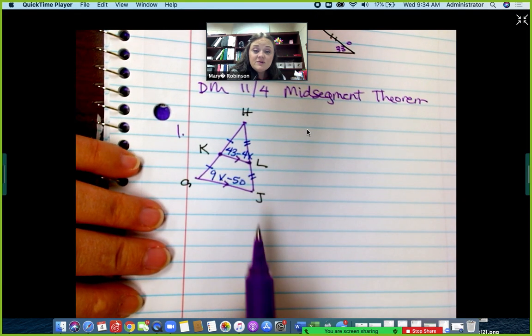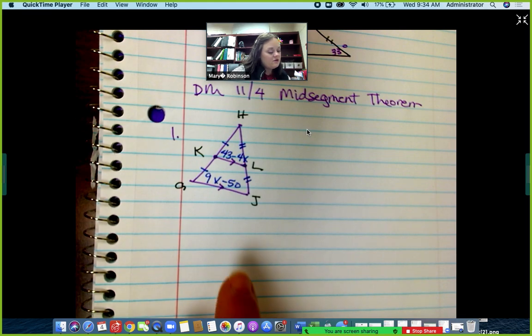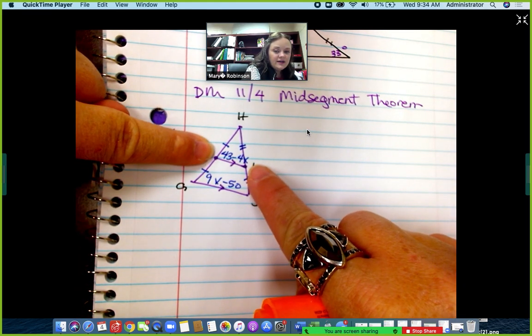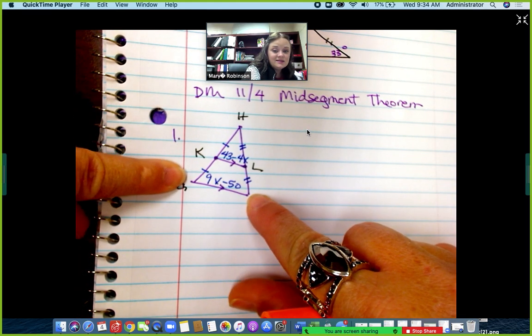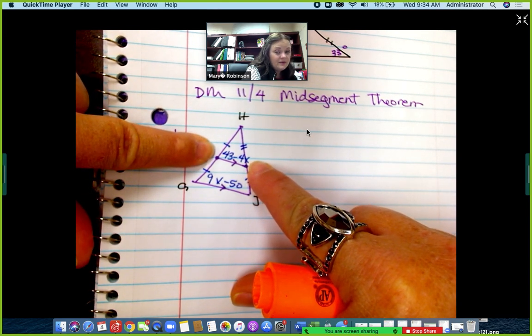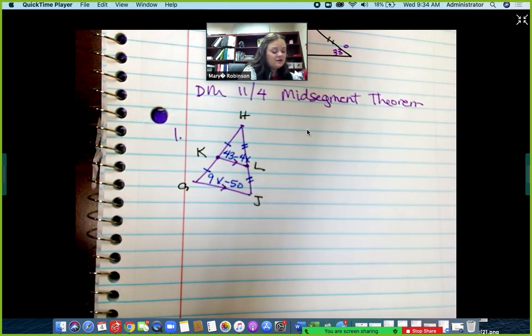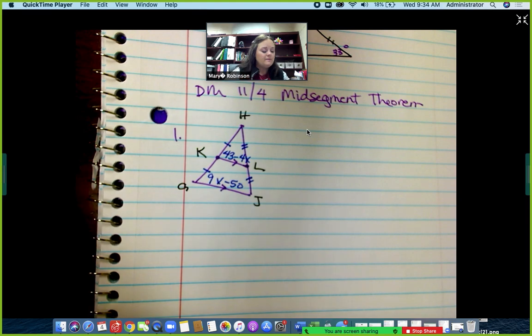Have everything filled in, we have to think about what we know. Well, what do we know? We know that whatever this is twice the length of this. Think about what we know. This base is twice the length of the midsegment. Let's actually write that down.